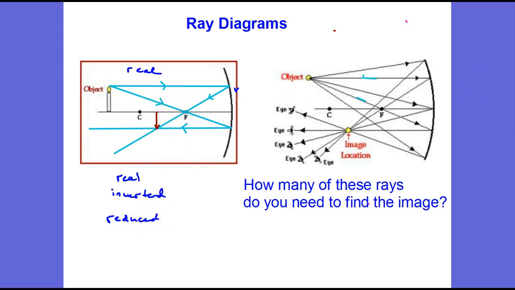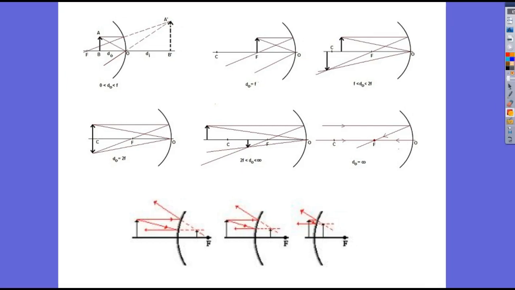Okay, so let's look at what other ray diagrams look like. This is a concave mirror. For concave mirrors, depending on where the object is, the image looks very different. We're going to look at the different cases. And I'm going to draw some rays.